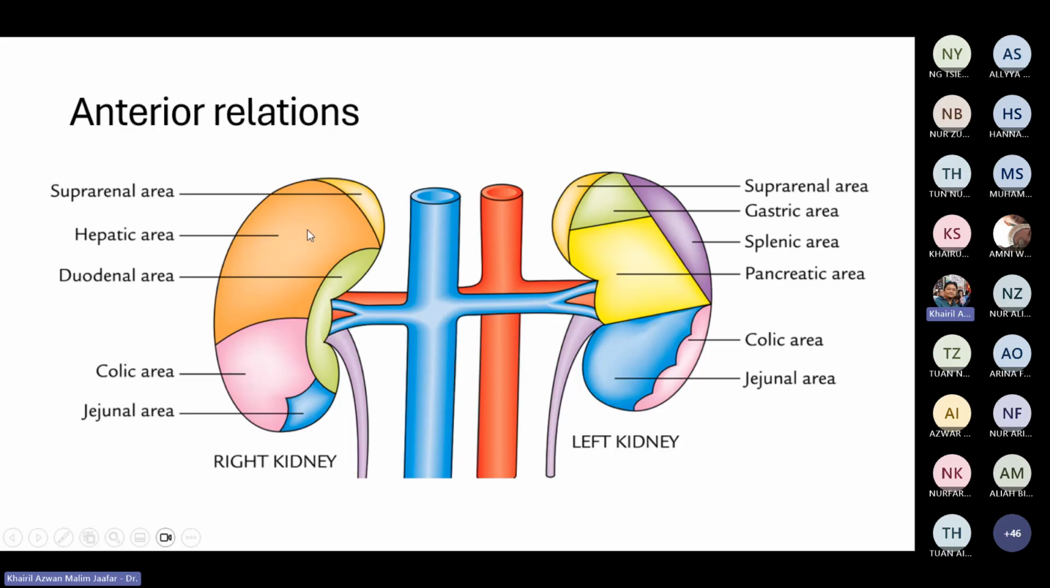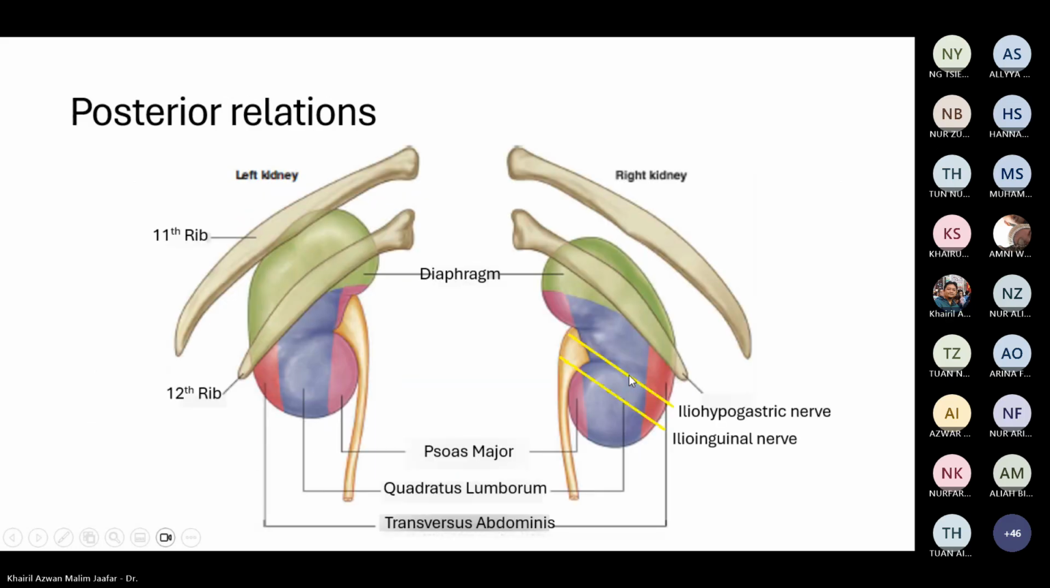On the right side, mainly there's the liver, duodenum, and also the colic area, meaning the right colic flexure. On the left side, we have the suprarenal area, and then the spleen, gastric area, pancreas, and also the colic area. A large part at the lower part of the kidney has the colic area. Posterior relations are more or less the same for both kidneys.